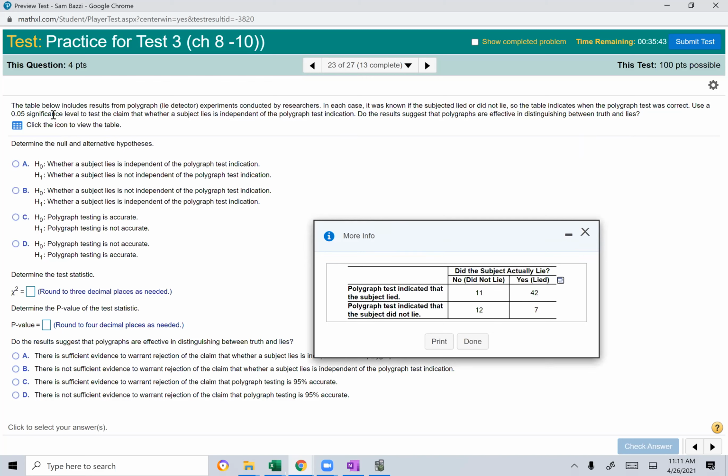The table below includes the results from polygraph lie detector experiments conducted by researchers. In each case, it was known if the subject lied or did not lie. So the table indicates when the polygraph test was correct. Use a 5% significance level to test the claim that whether a subject lies is independent of the polygraph test indication. So people can lie, and whether the polygraph indicates they did or not, they can still lie without the polygraph detecting it. That's what we're trying to check here. Do the results suggest that polygraphs are effective in distinguishing between truth and lies?